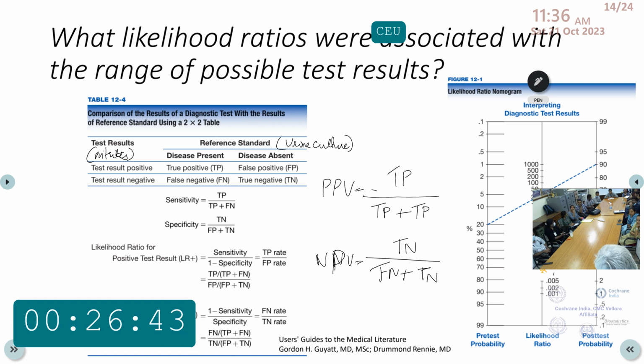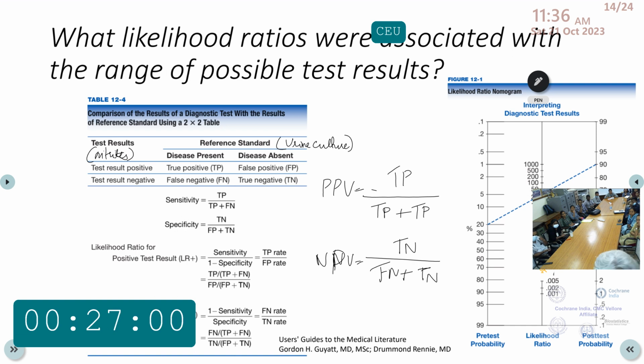What will be low? The specificity is false positive plus true negative in the denominator. The numerator is true negative. This number should be close to 100%, so what should be very small is the false positive. False positive should be low.